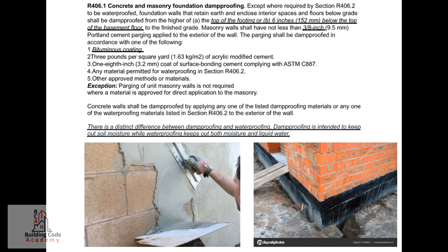Concrete walls shall be damp-proofed by applying any one of the listed damp-proofing materials or any one of the waterproofing materials listed in Section R406.2 to the exterior of the wall. There is a distinct difference between damp-proofing and waterproofing. Damp-proofing is intended to keep out soil moisture, while waterproofing keeps out both moisture and liquid water.